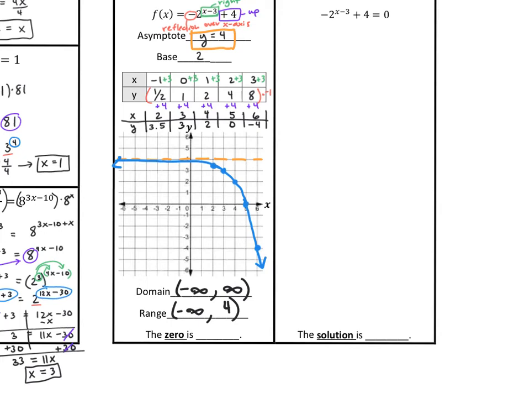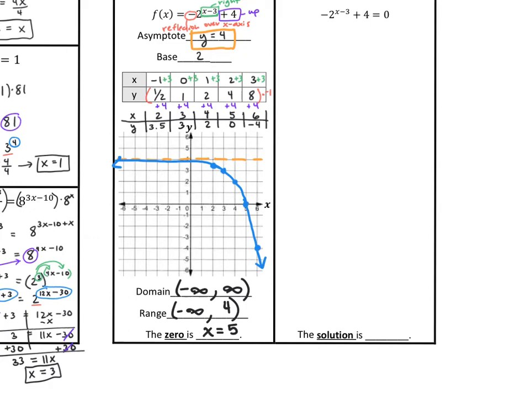Parentheses. 0. Where is the 0? Remember, the 0 is the x-intercept. So where did this blue graph intersect the x-axis? It intersected it at 5. So x equals 5.